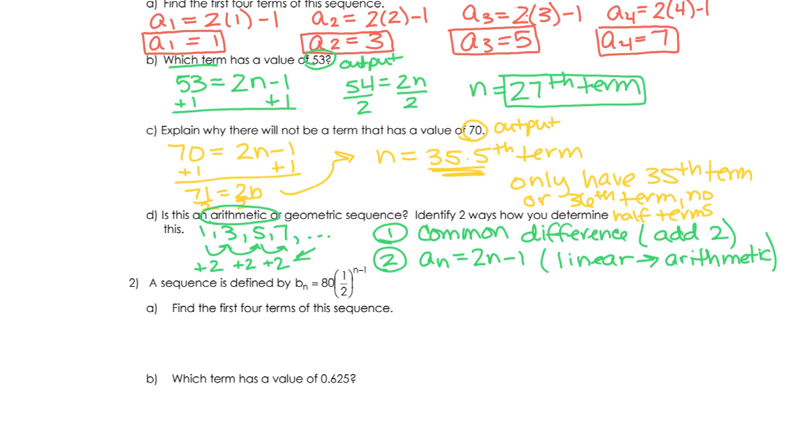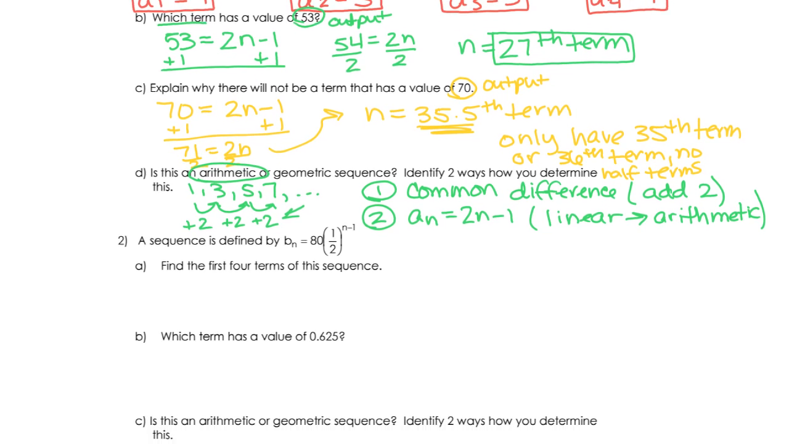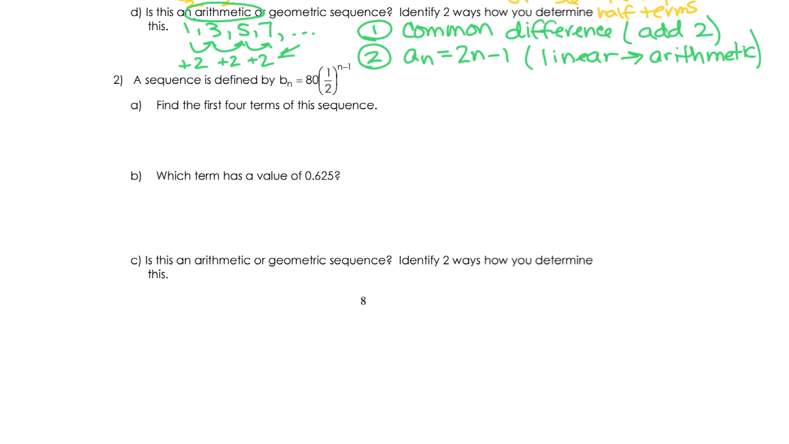All right. So let's take a look at number 2. Number 2 says a sequence is defined by, and they want to know the first 4 terms of the sequence. So same as what we did in the first one. We want to know the first term. Then we're going to go ahead and plug in 1.